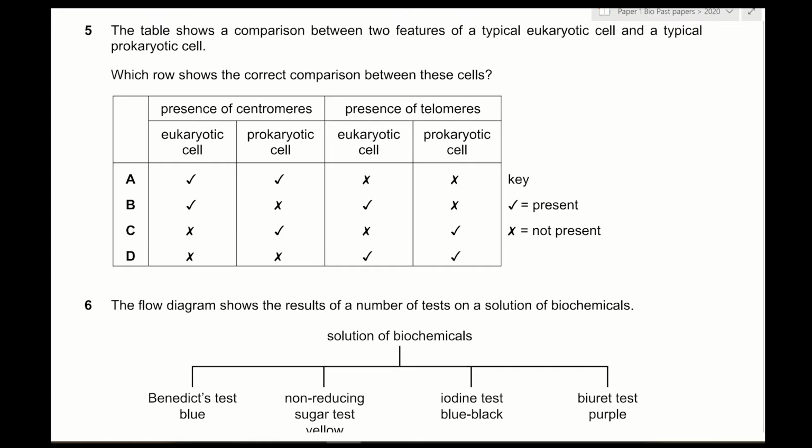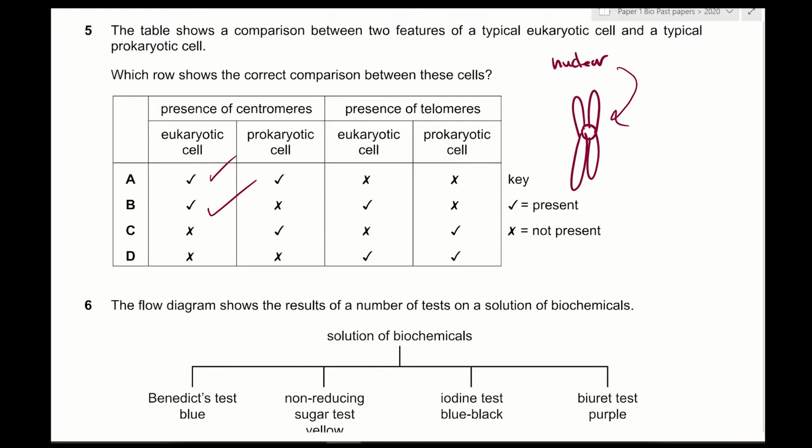Question number 5. The table shows a comparison between 2 features of a typical eukaryotic cell and a typical prokaryotic cell. Which row shows the correct comparison between these cells? Now, let's start with the presence of centromeres. As we all know, eukaryotic cells definitely do have centromeres. And what is a centromere? It's what holds the 2 sister chromatids together in a linear chromosome. Inside the nucleus of a eukaryotic cell, we have linear chromosomes, which look like this, so they do contain centromeres.